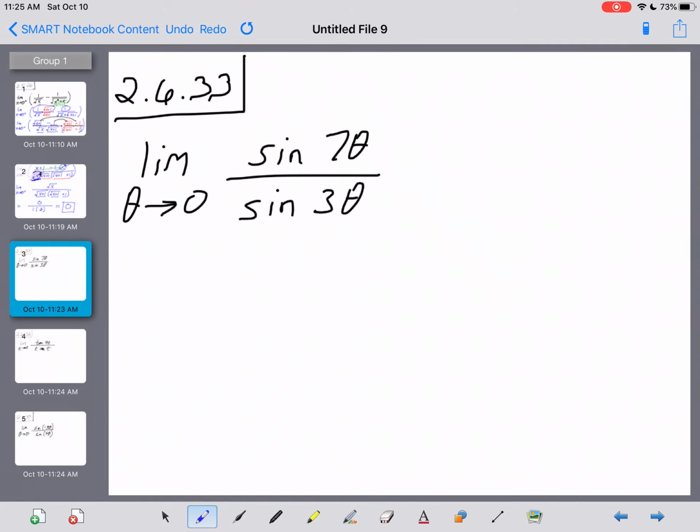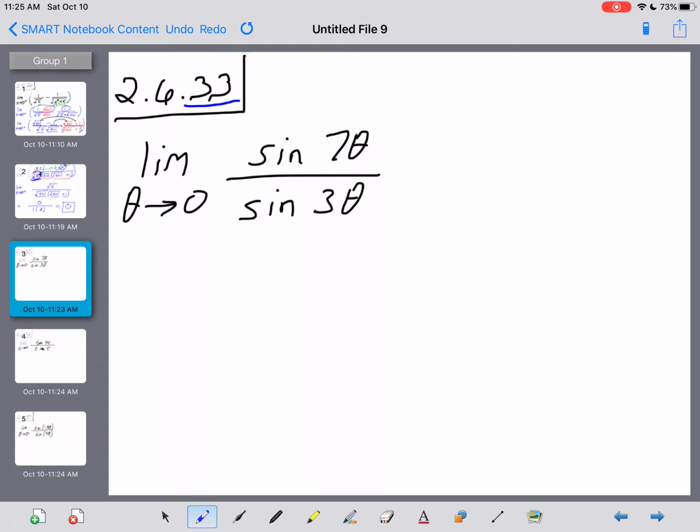Okay, and I've gotten 3 questions so far off of section 2.6: 33, 36, and 39. They're all actually pretty similar in the conceptual way that we solve those problems, so I think we're going to be able to knock all 3 out here in one video.